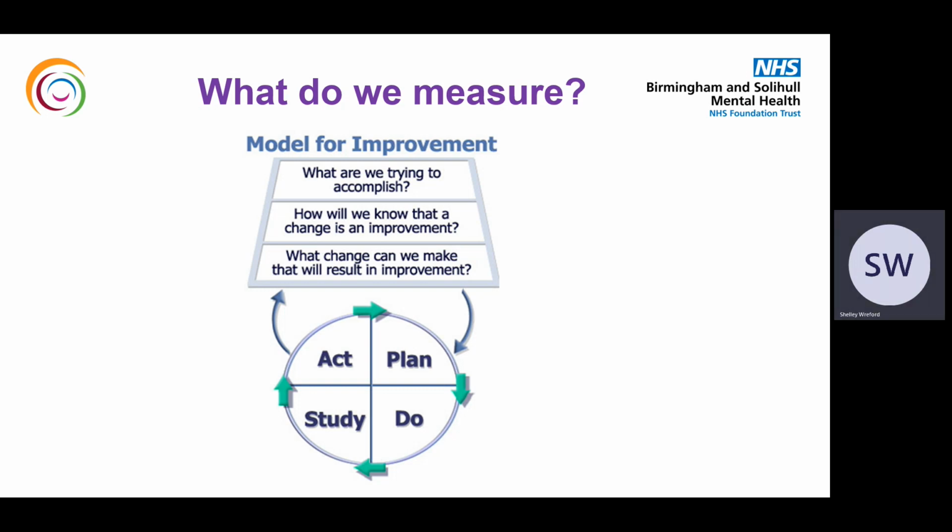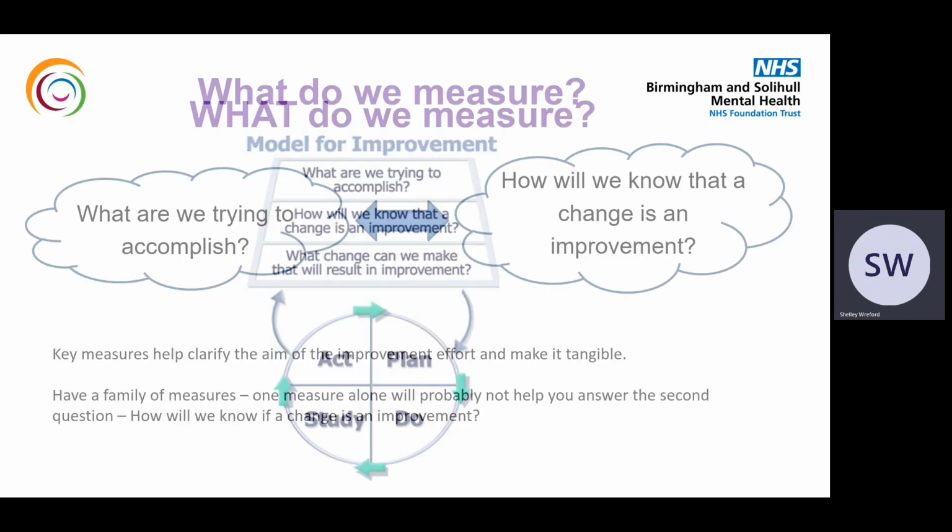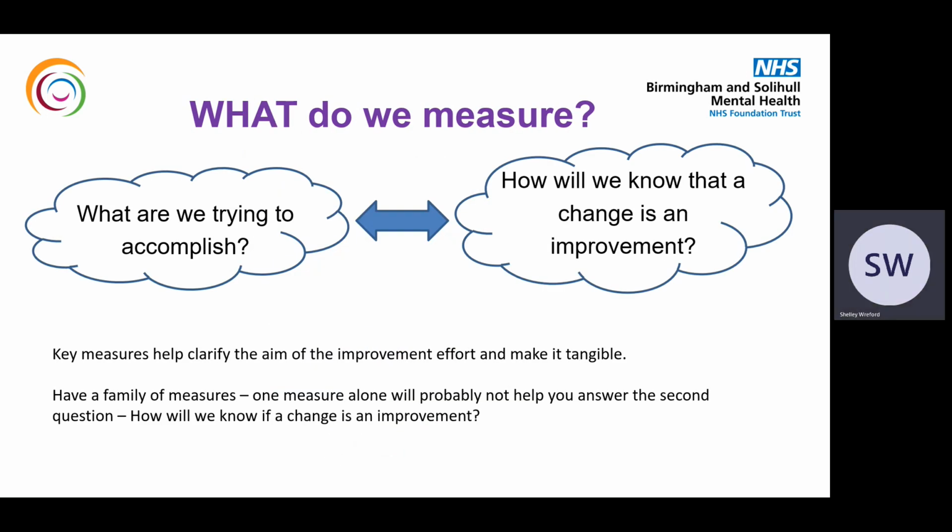The third question, what change can we make that will result in an improvement, pushes us to think about how we're going to work differently to bring about the improvement that we've set out to achieve. And finally, the last step in the model for improvement, the PDSA cycle, which creates opportunities for us to learn and builds our confidence in our change ideas that we are testing. In the Model for Improvement framework, each individual step fits together to form the whole, which is why you need to start thinking about measurement at the very beginning of your quality improvement journey.